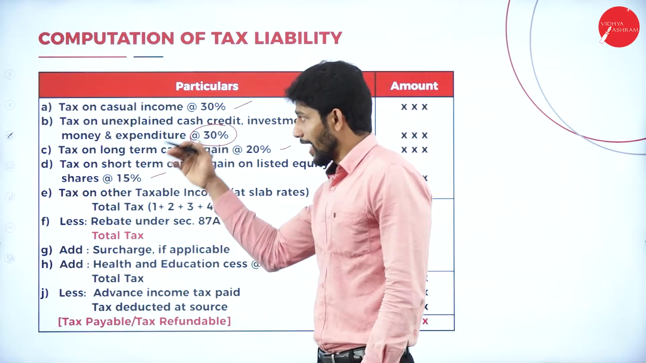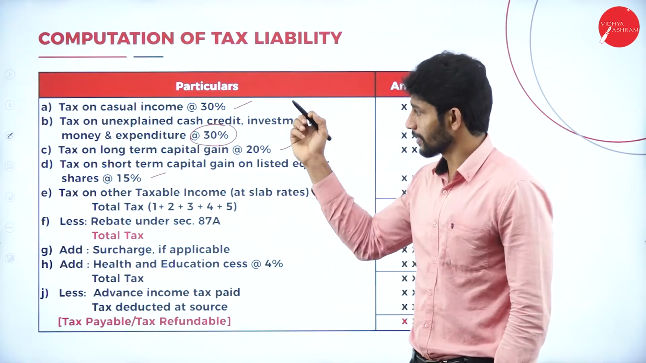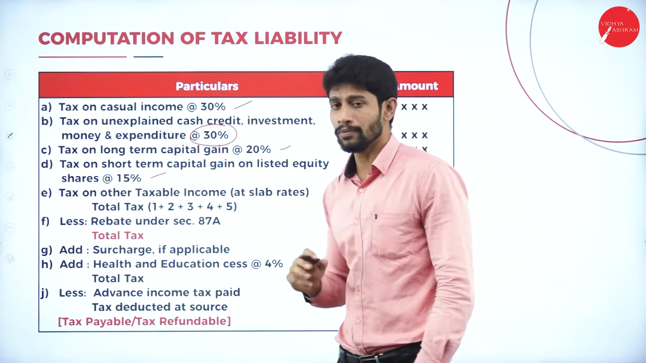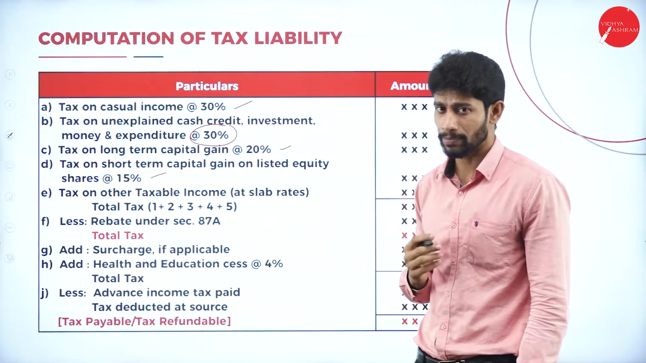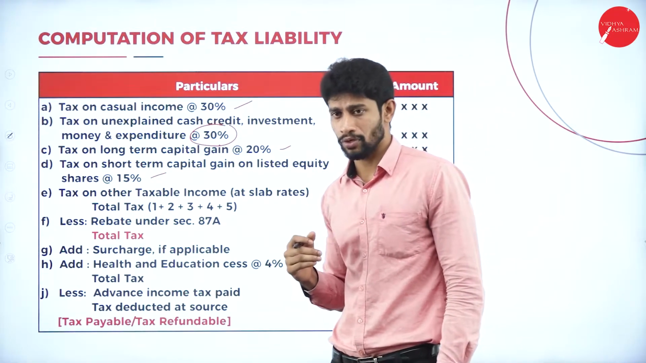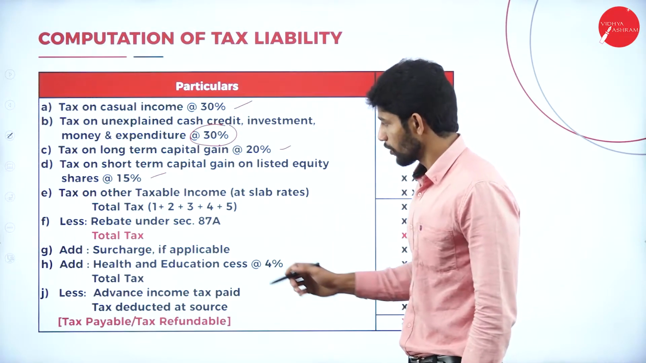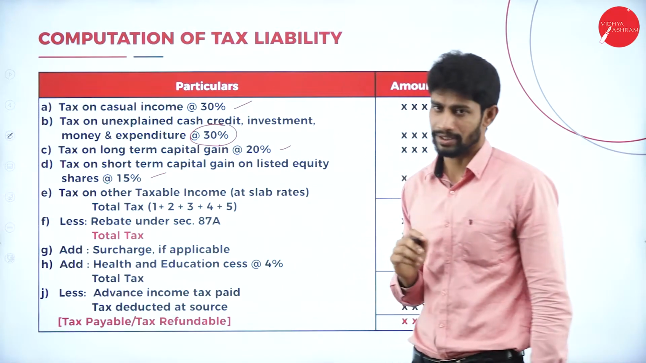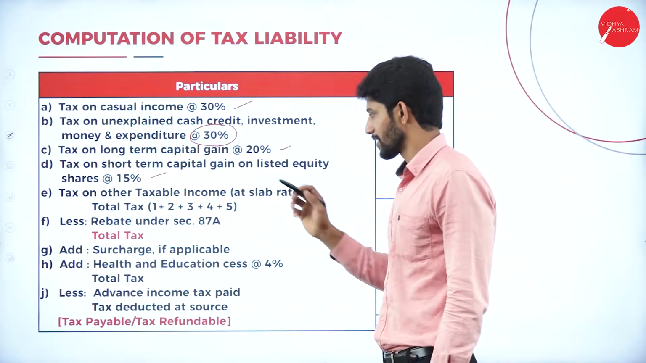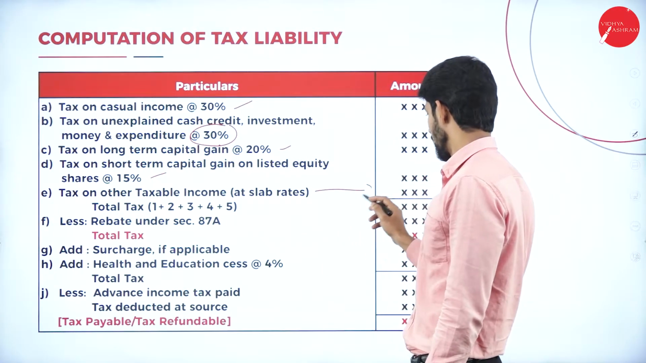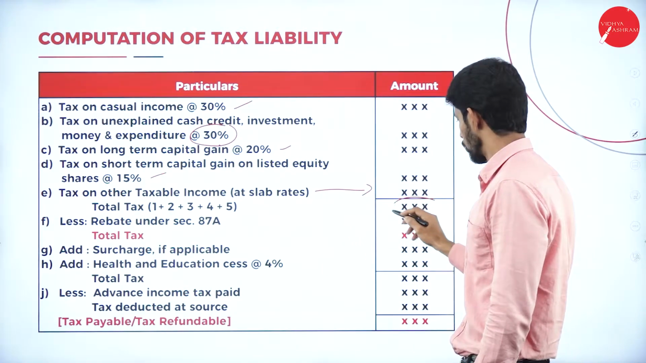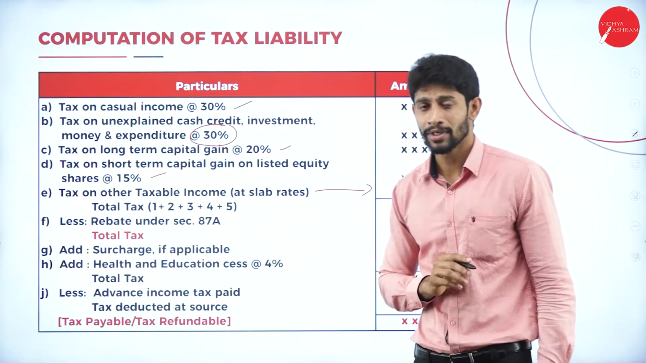That is, after taxing the casual income and unexplained income, long-term capital gain and short-term capital gain, whatever the balance income you are going to get, on that income you are supposed to apply the slab rate. So after applying the slab rate, total the value, you will get some total.